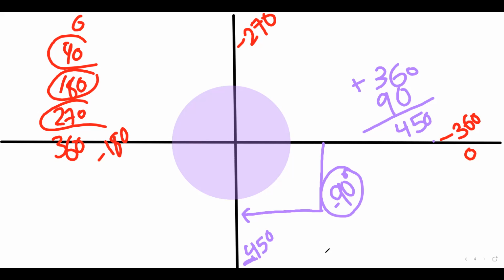Is this step clear for you now? Why is it negative 450? Because they are perpendicular to each other. I am starting now with negative 360, so here it has to be negative 450. Now let's continue here.